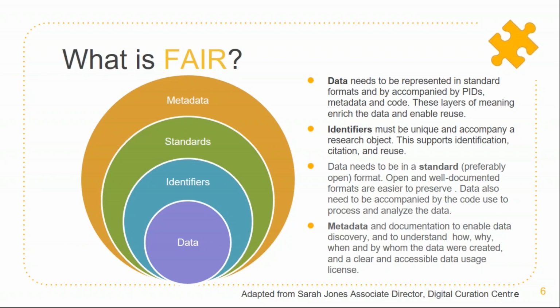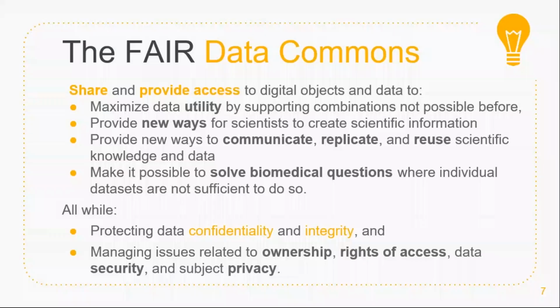And metadata and documentation need to enable data discovery: how, why, and by whom they were created, with clear and accessible data use licenses. This is critical. A number of people talked about provenance. Provenance is critical, but part of provenance has got to be clear licensing issues, and we are actively trying to advance that conversation within Commons and among other relevant communities taking this on, like GA4GH.